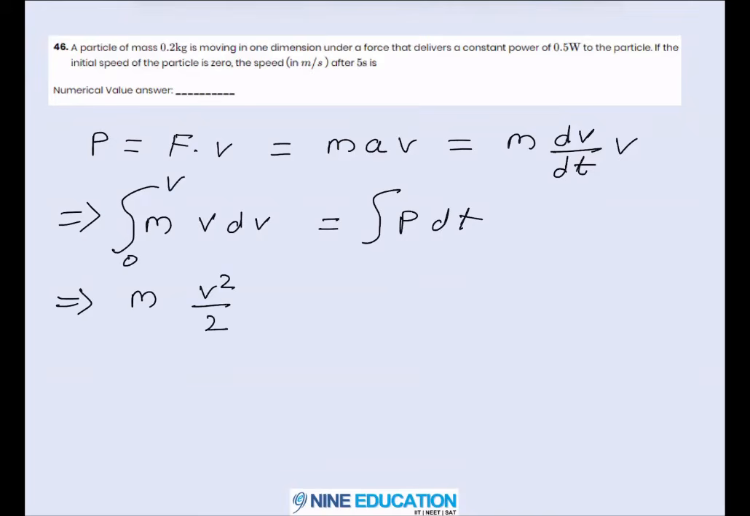So mv square by 2. Okay, the left hand side will become mv square by 2. And the time is going from 0 to 5 seconds. So this will be p into t and the limits is from 0 to 5.